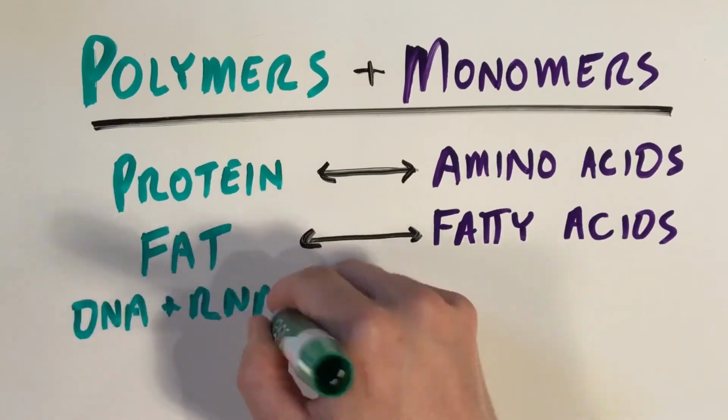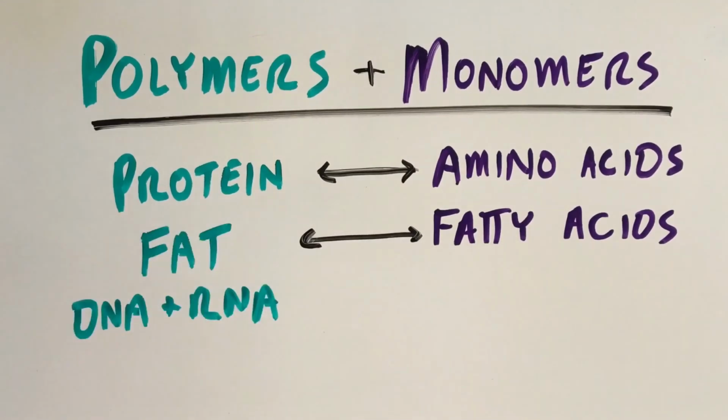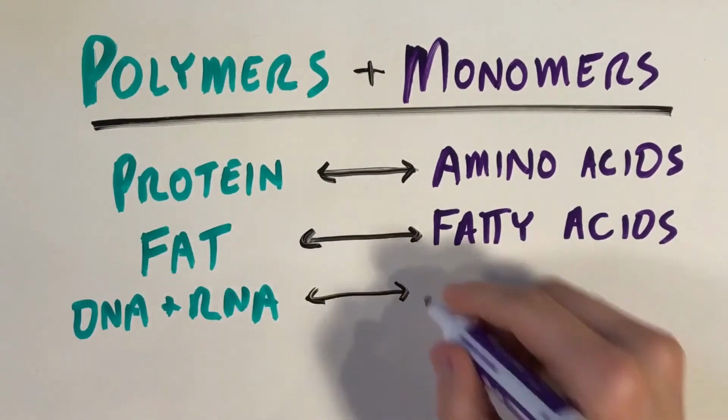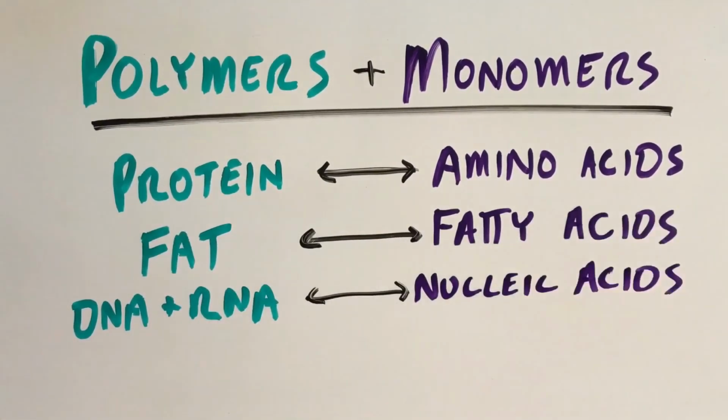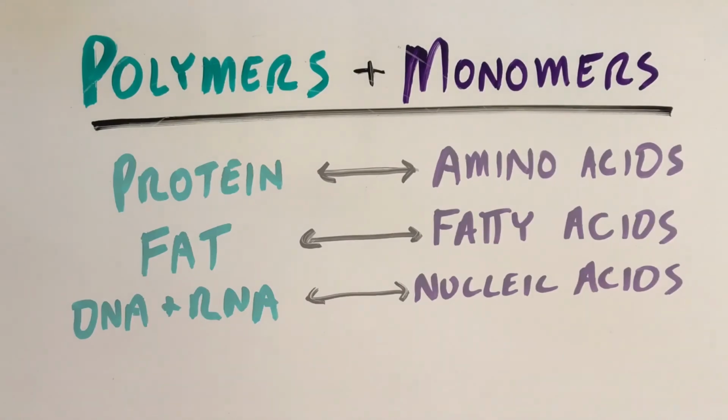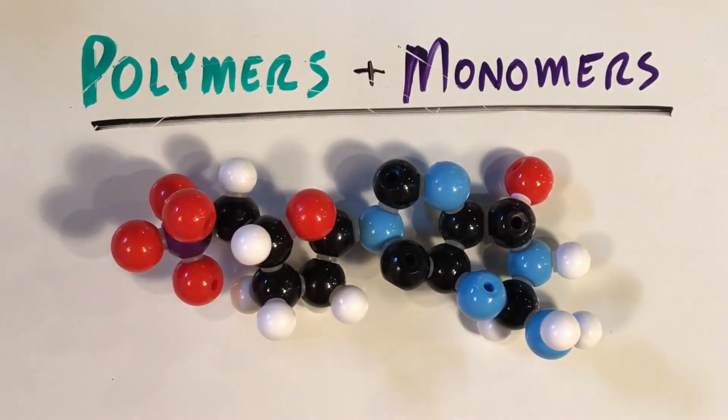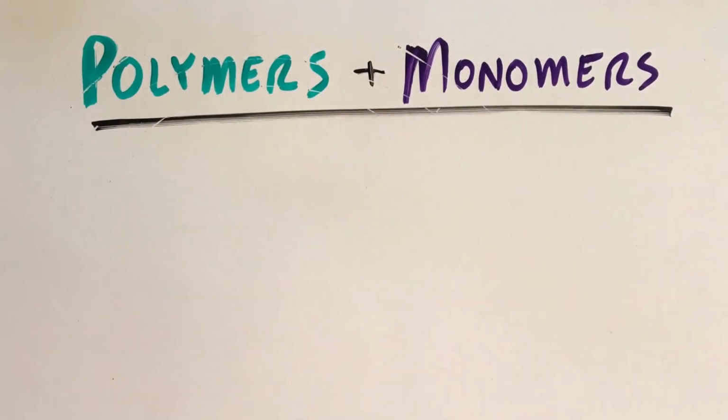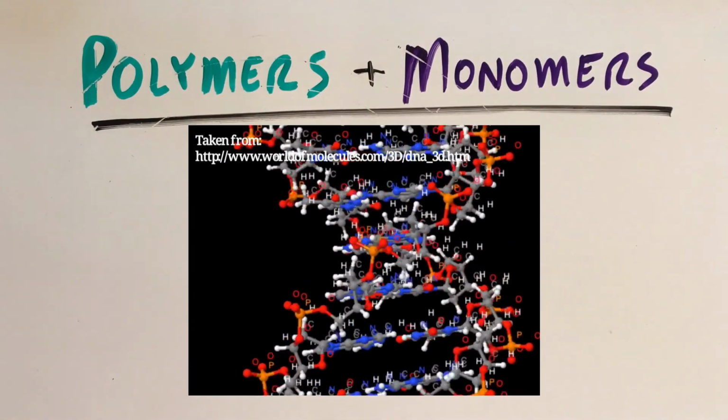This next polymer you've probably heard of: DNA and its close cousin, RNA. These are the chemicals that store genetic information in cells. These important polymers are built from monomers called nucleic acids, because these monomers were first discovered inside the nuclei of cells. This is a computer rendering of a DNA molecule.